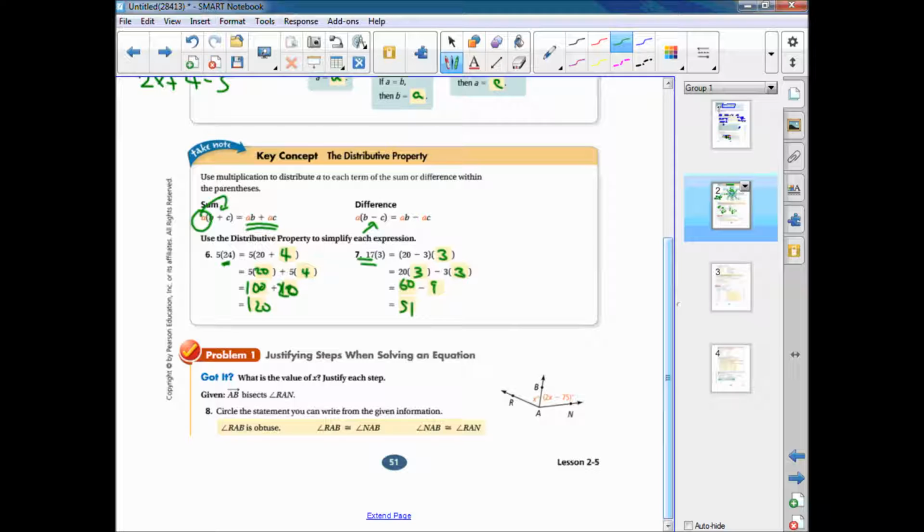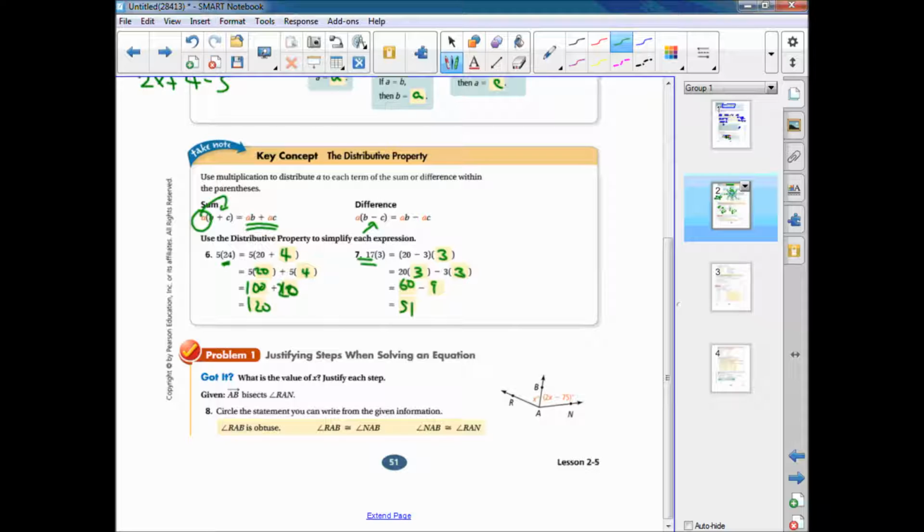Justify your steps when solving an equation. So once again, we have a problem kind of broken over 2 pages. I don't like that they keep doing this, but let's give it a try. So what is the value of x? Justify each step. Given AB bisects angle RAN, circle the statement you can write from that given information.